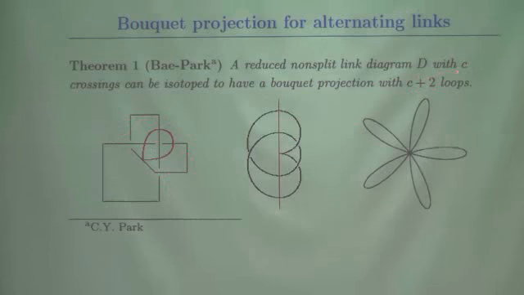So if you have a C crossing non-split diagram, then there are C plus 2 regions, right? And what you obtain is a bouquet where the number of leaves is the same as the number of regions in this diagram.